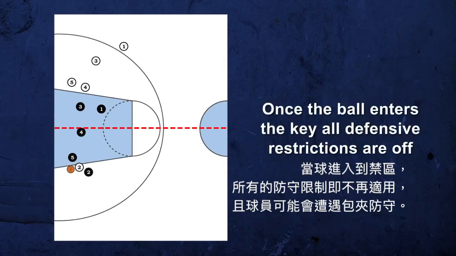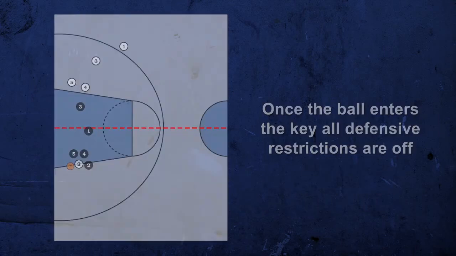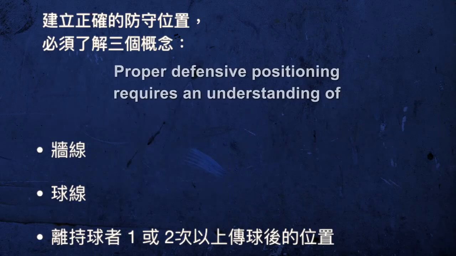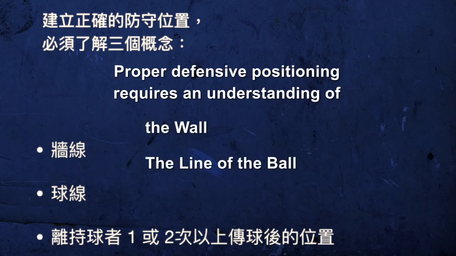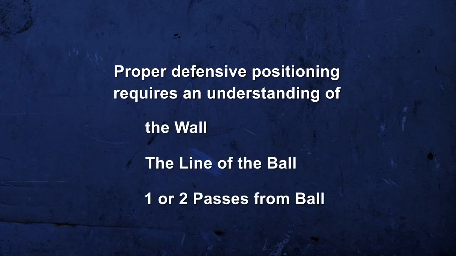Of course, once the ball enters the key, all defensive restrictions are off and players should expect to see double and even triple teams. In conclusion, proper defensive positioning requires an understanding of the wall, the line of the ball, and one or two passes from the ball.